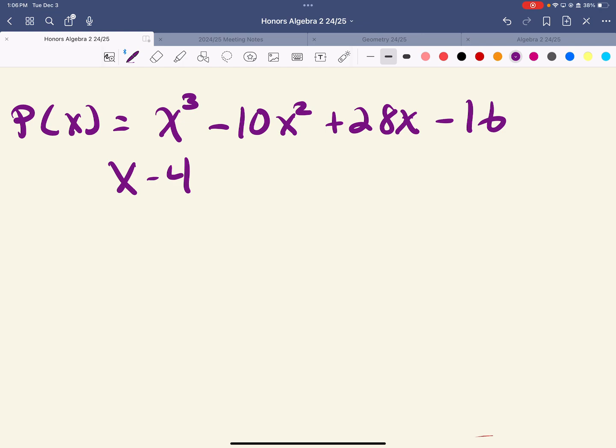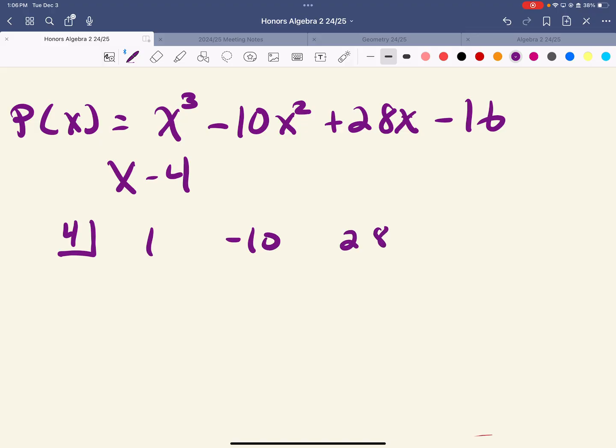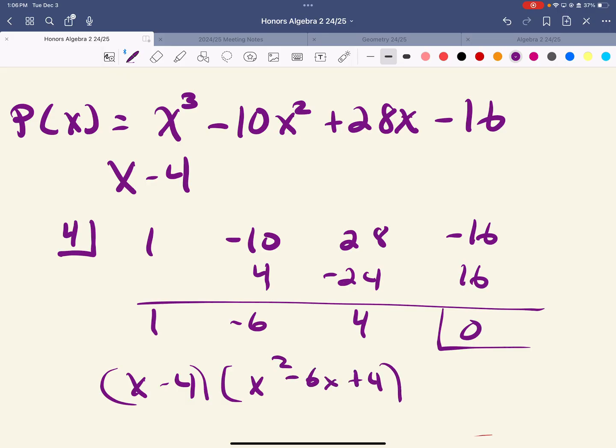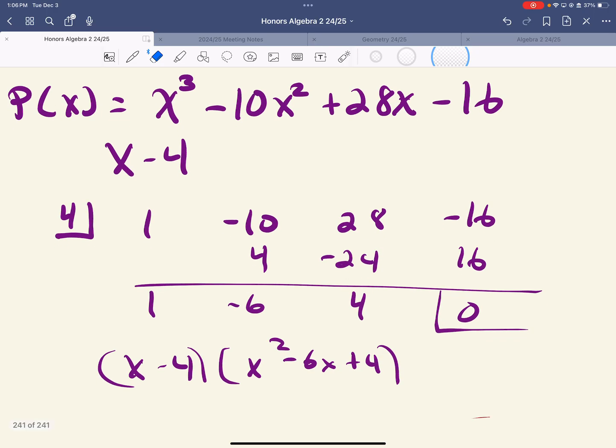What goes inside? 4. The coefficients are 1, negative 10, 28, negative 16. So we've got 1, 4, negative 6, negative 24, 4, 16, 0. Does it work? Yep. So x minus 4 is one of the factors. And then we would have something like x squared minus 6x plus 4 be your other factor. We'll get to that later. And then we can find zeros, and we can do a bunch of fun stuff with that.